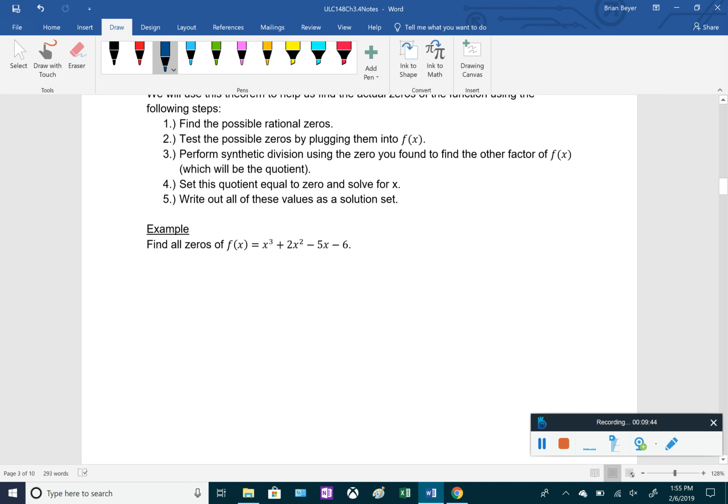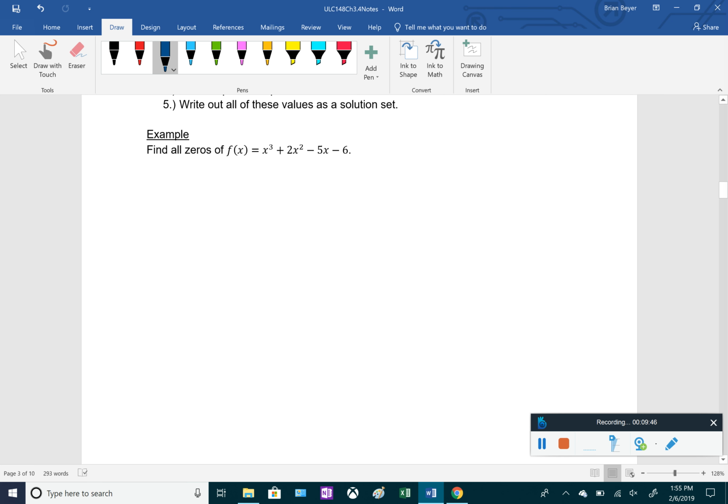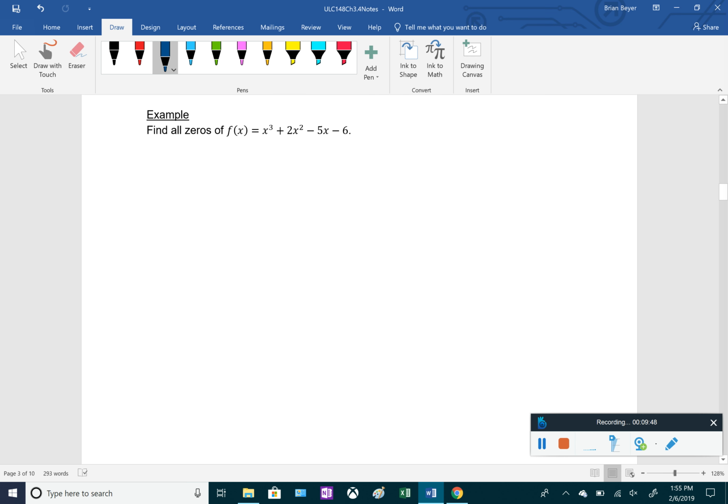Okay, so let's do an example. So you can see how we're given no hints here. It just says find all the zeros. So what it's saying is, what are the x-intercepts? For f of x equals x cubed plus 2x squared minus 5x minus 6. So what I'm going to do first, I'm going to set this up kind of in steps here so there's not stuff written all over the place. So I'll put find the possible rational zeros.